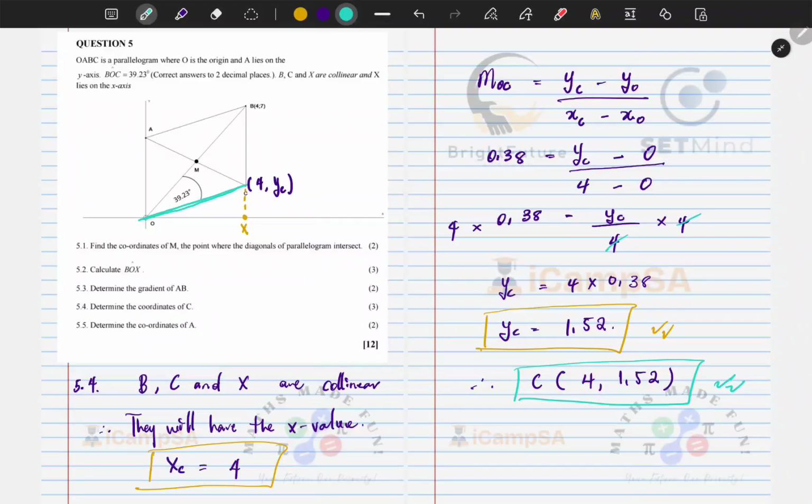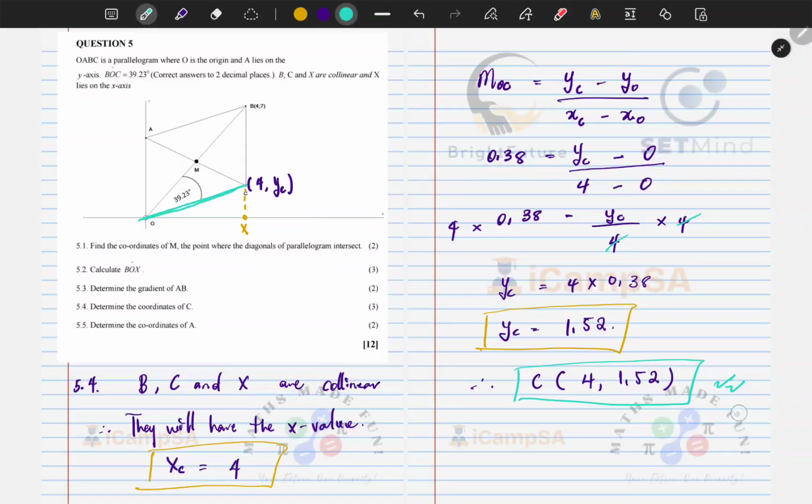Great. Don't mind these double ticks. They are not for mark purposes. I'm just putting them there as part of saying we have the answers. So now we've found the coordinates of C.